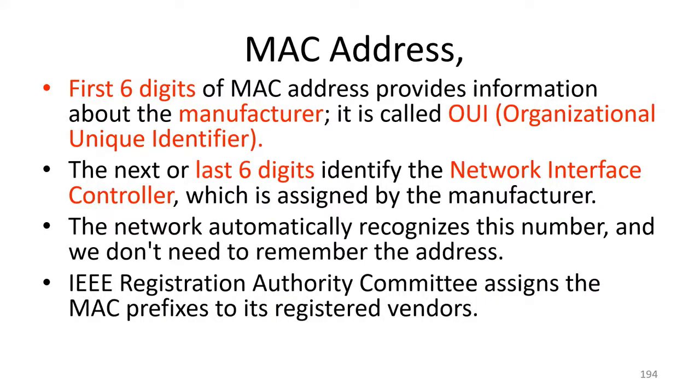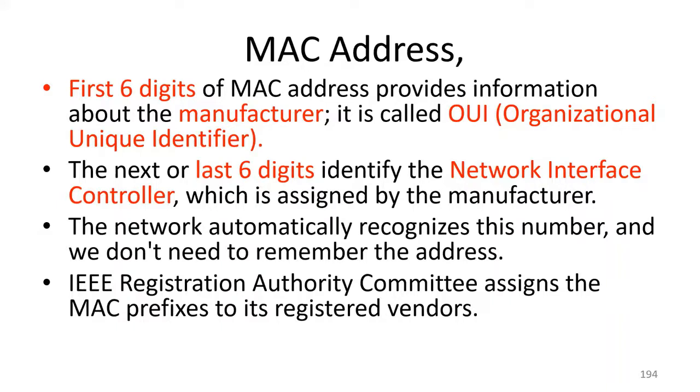Here, that means in a MAC address, the first 6 digits provide information about the manufacturer. That means the organizationally unique identifier. The next 6 digits identify the network interface controller, which is assigned by the manufacturer. The network automatically recognizes this number if you connect to the network. You don't need to remember this address.